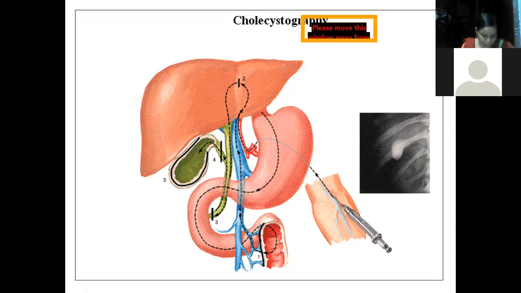Psoas major muscle origin, insertion. I'll show you the muscle and then we will discuss. And then we have common peroneal.